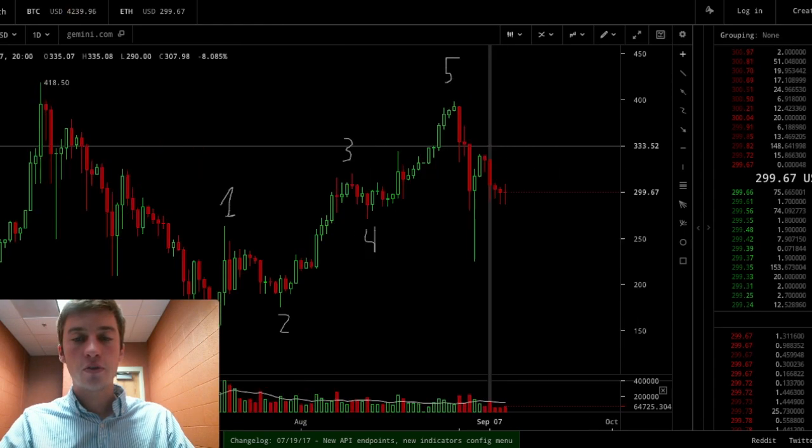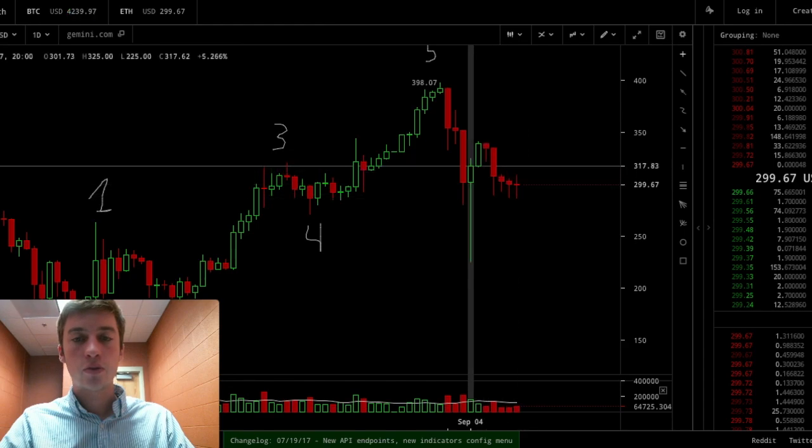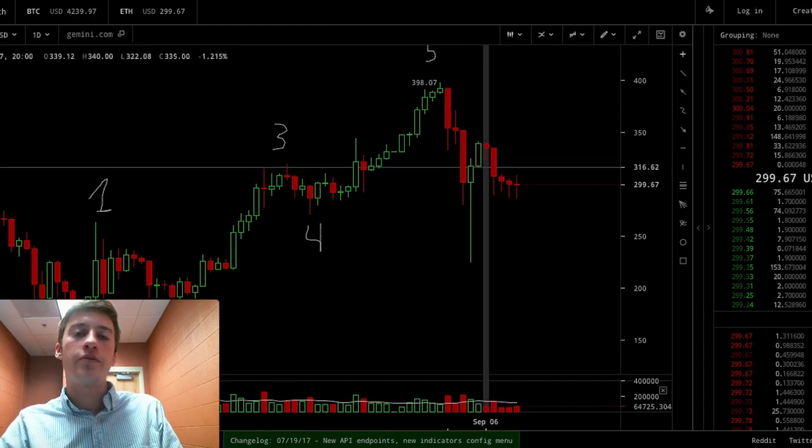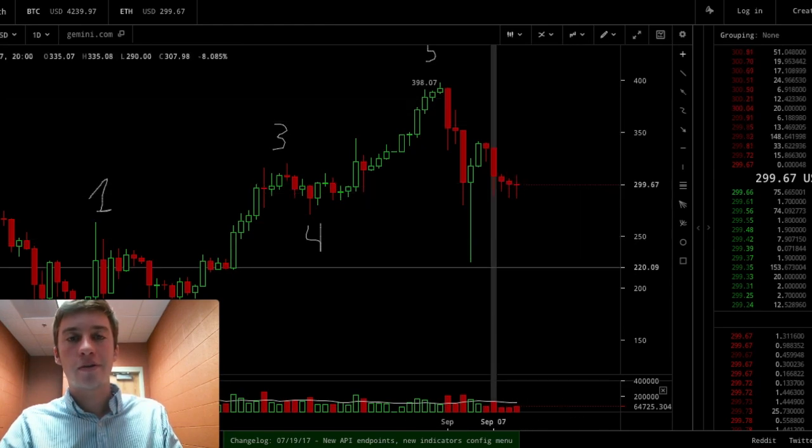So without further ado, let's first label this sequence right here, and then we are going to go into other possible corrective waves and how to trade off of them, so you can buy into wave 1 and catch an entire uptrend from the start.